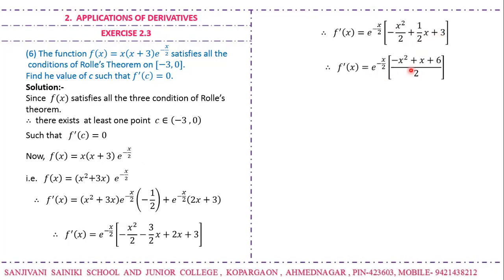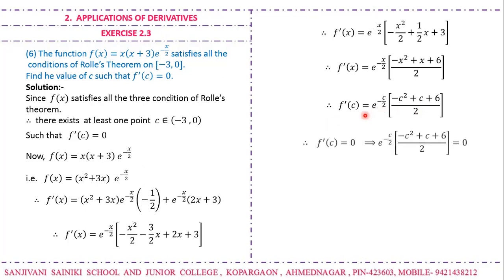Since it is given that Rolle's theorem is satisfied, f'(c) must be equal to 0 for some c. So this derivative at c must be equal to 0. But the exponential function is never 0. Its value is non-zero at any value of x. So we divide throughout by e raised to minus c by 2. Then we get minus c square plus c plus 6 is equal to 0.